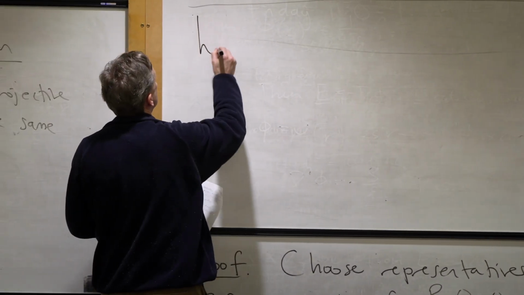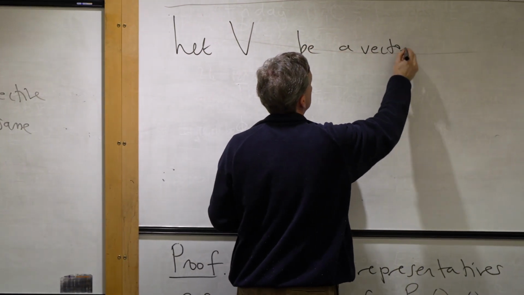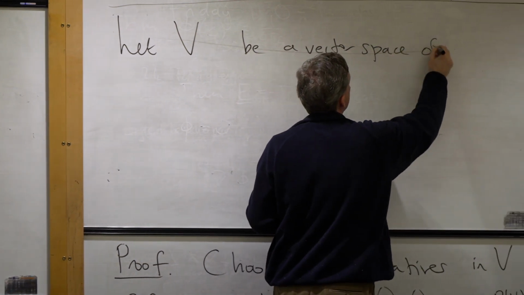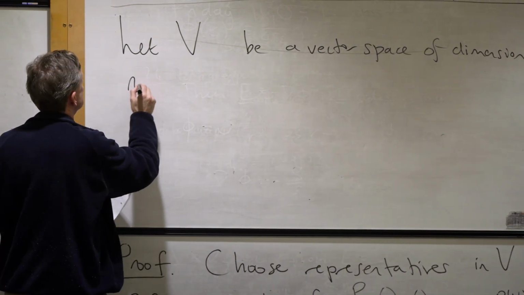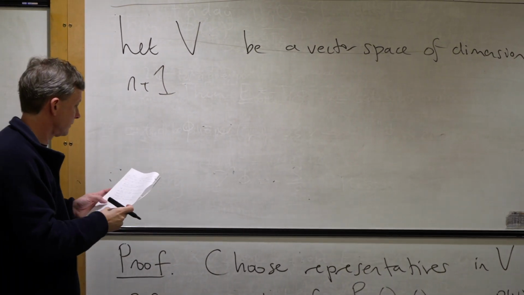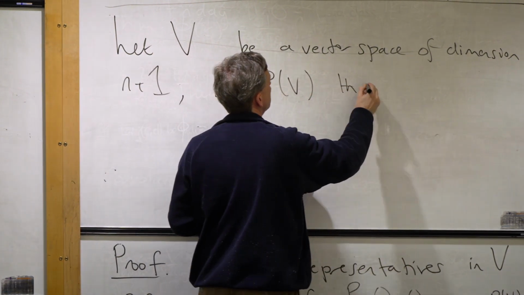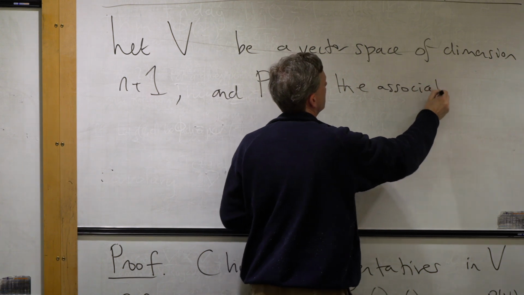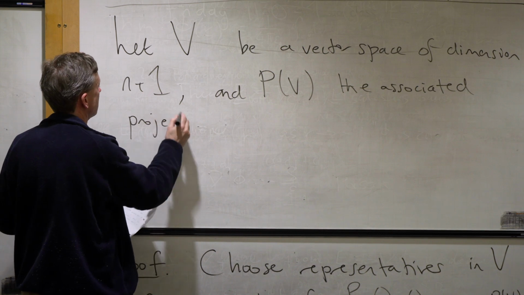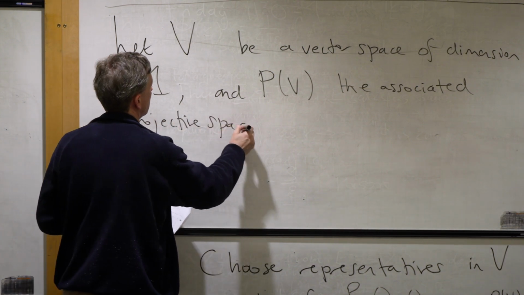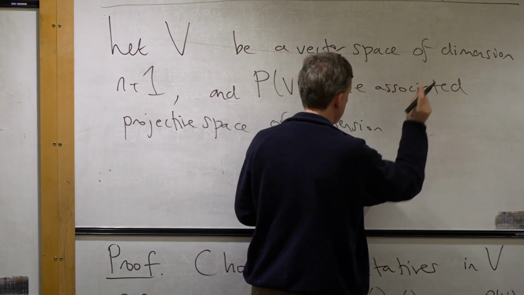Okay, so let big V be a vector space of dimension n plus 1 over any field, and big P of V the associated projective space of dimension n.